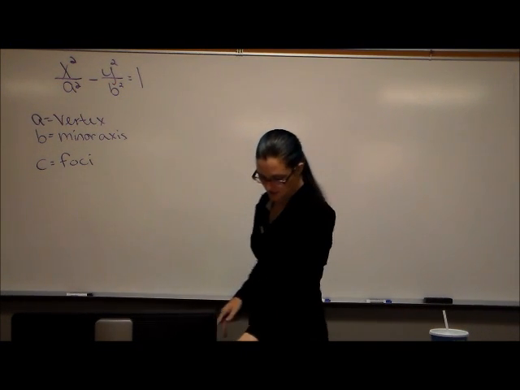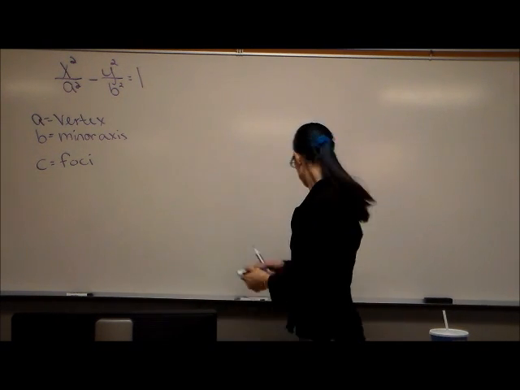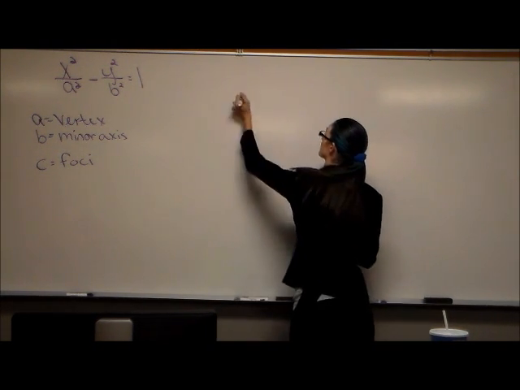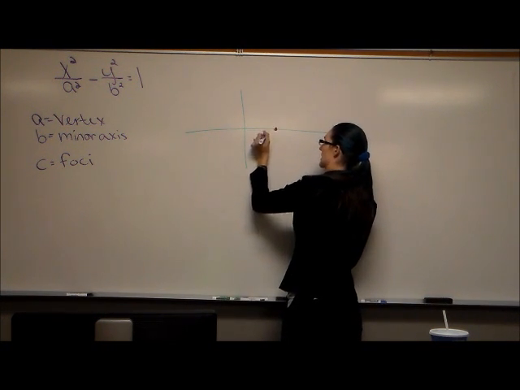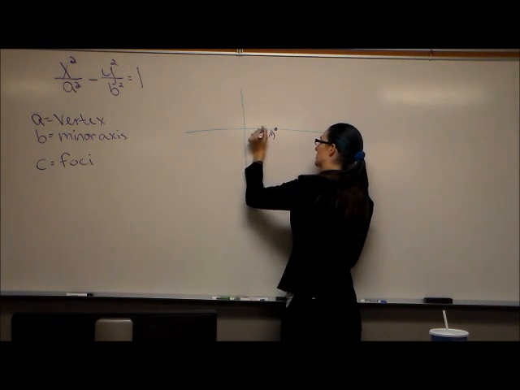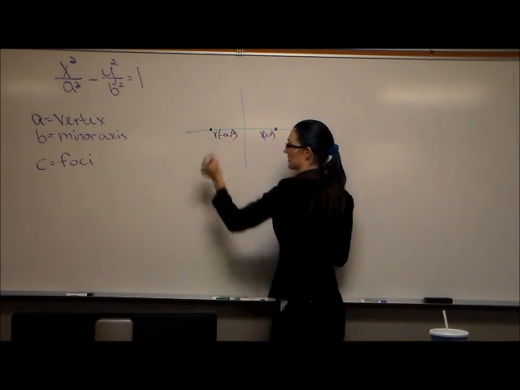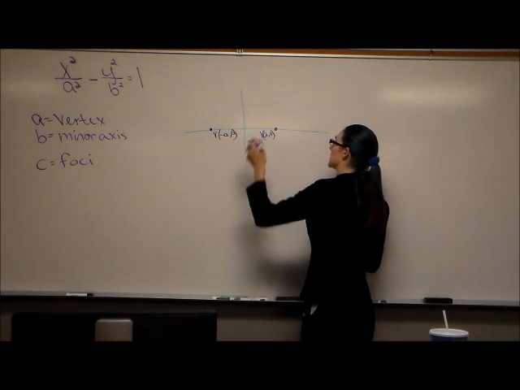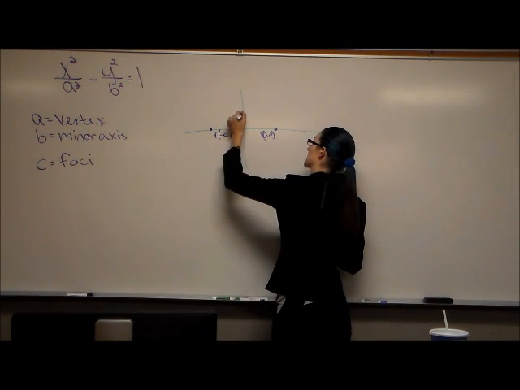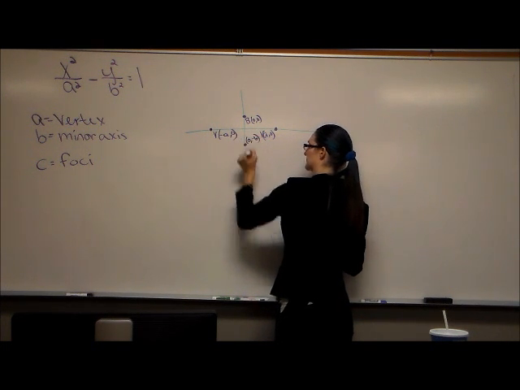Next, on the next page, they give you figure 3.34, which has all the pieces of your hyperbola. So you have a graph, and on it you have your vertex, which is at a comma 0, and a vertex on the other side, at negative a comma 0. Again, we're centering things around the origin for right now. You also have your minor axis, which is at 0 comma b and at 0 comma negative b.